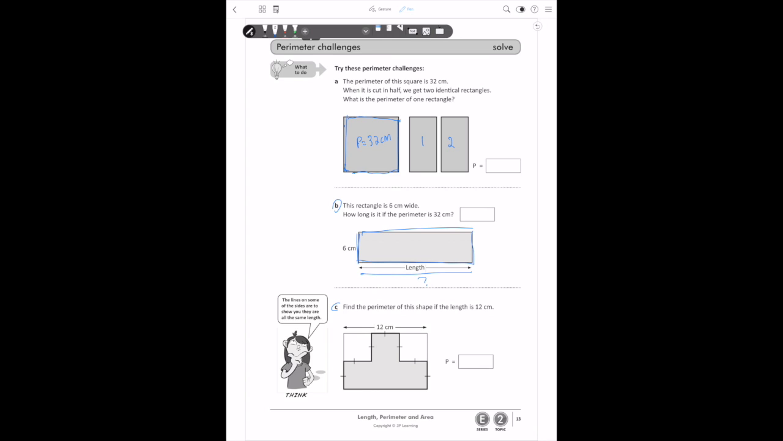Find the perimeter of this shape if the length is 12 centimeters. Okay, so we know that this here is 12 centimeters. So using that knowledge, you want to try to figure out how long those sides are, okay? And that's it for the challenge.